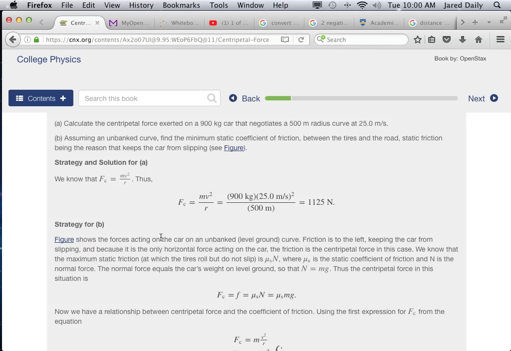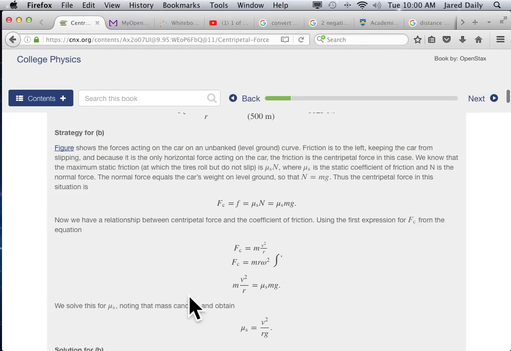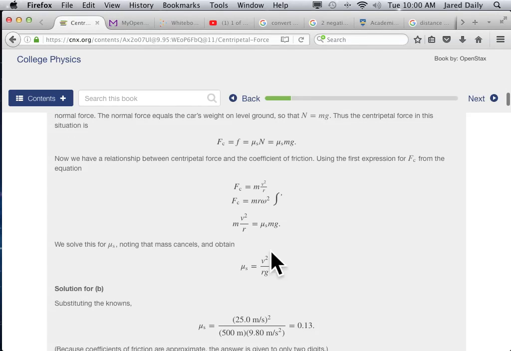So that ends up being μs times mass times gravity, and we want to solve for μs using the numbers that we have. When we do that, μs ends up equaling the velocity squared divided by the radius of the curve times gravity. Notice that the mass is on both sides of the equation. It's in the centripetal force and it's in the static friction force. Is that a good thing? Is it good that the mass cancels out? Are we glad that the mass is not in this equation?